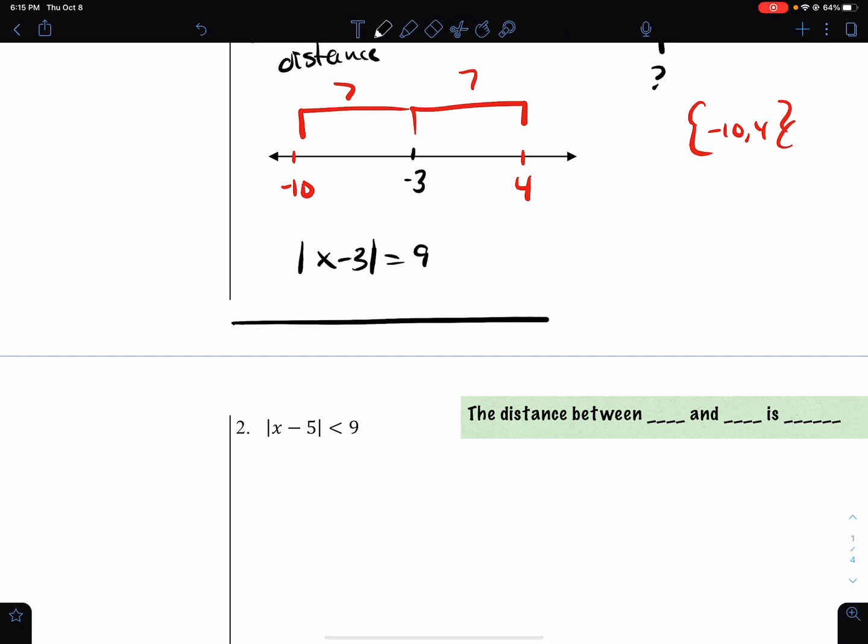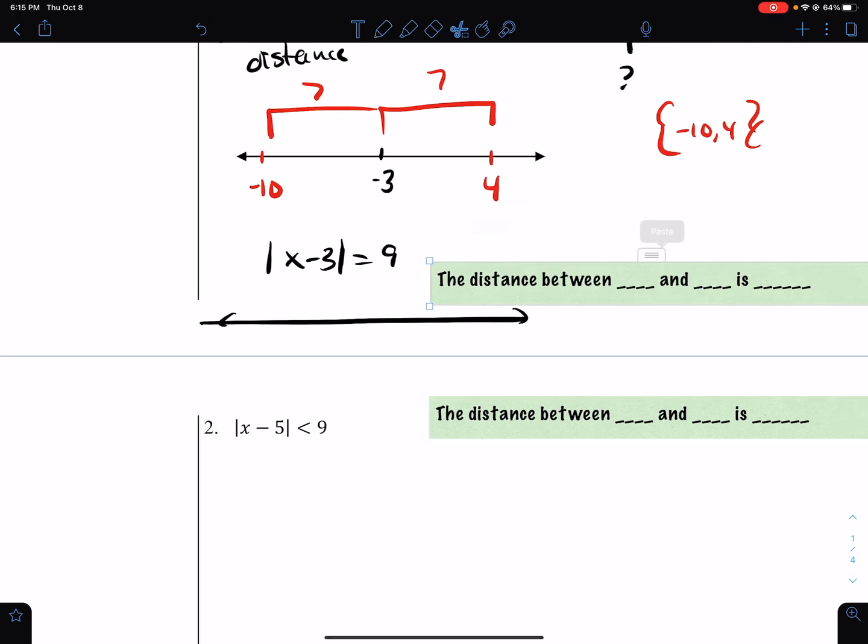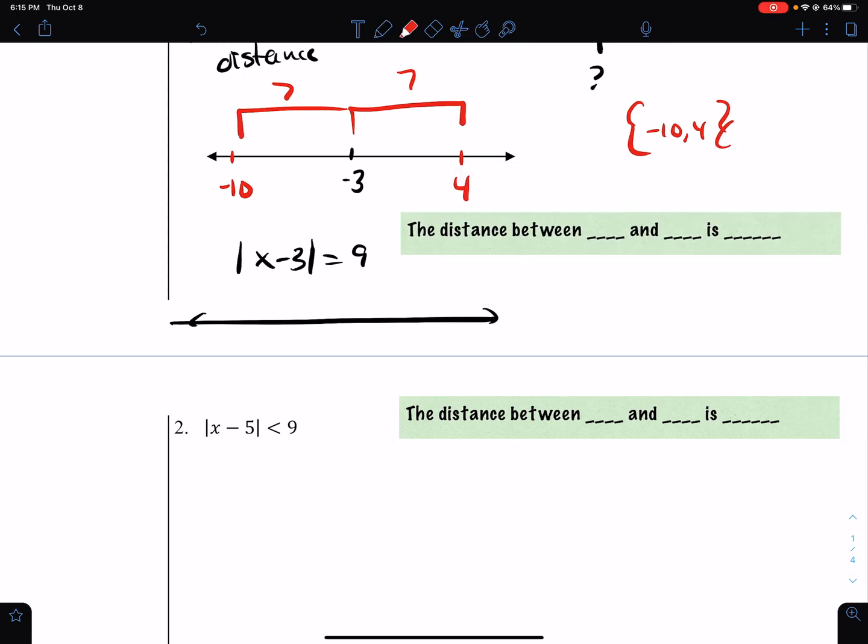Okay, well, it's written as a minus sign. So if I think about this little sentence, the first thing before the minus sign was an x. So the distance between x and this number 3 is exactly equal to 9 units. Well, I don't know where x is, so I can't place that on the number line, but let's place 3 on the number line. Because if I know where one of the numbers is, the other ones are 9 away.